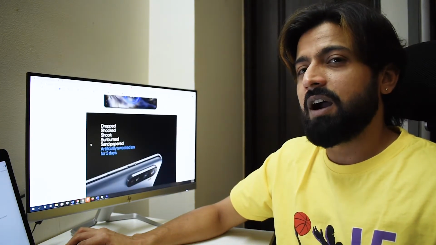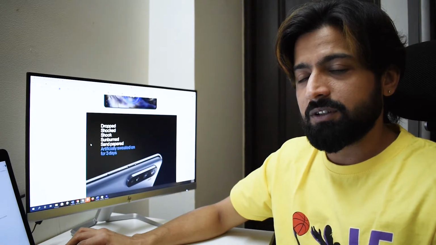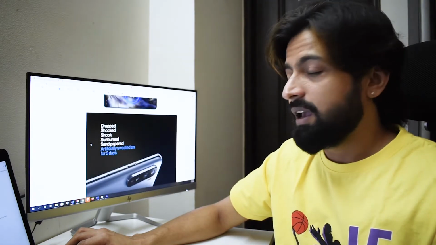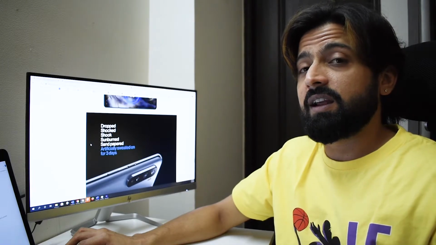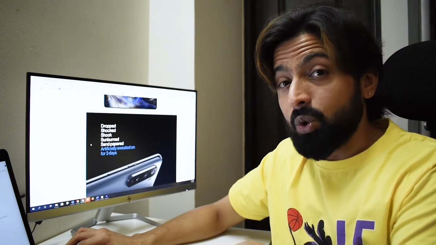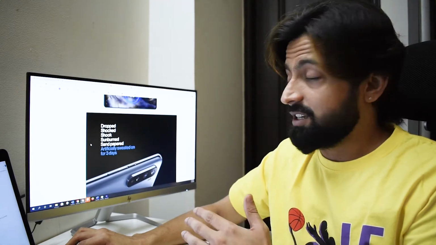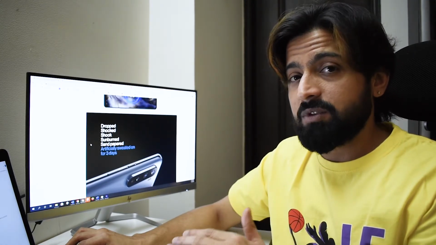I'm pretty sure that this phone is going to give the iPhone SE 2 that came out recently a run for its money. It's the same price category as the iPhone SE, at least in the US, $399. In India, the iPhone SE currently is for 42,000. The OnePlus Nord is launching at a mere 28,000 in comparison. So again, in India, this is going to be way more famous than the iPhone SE.